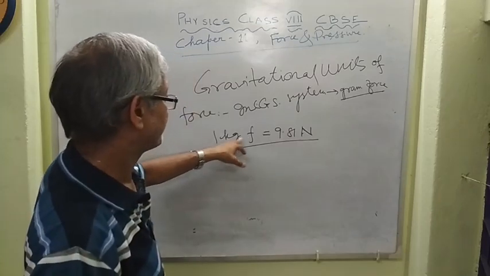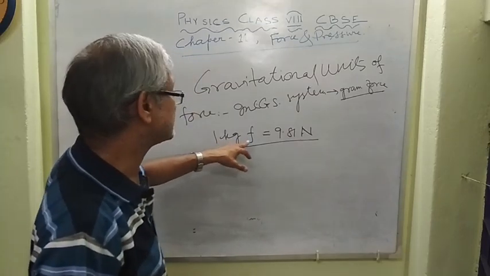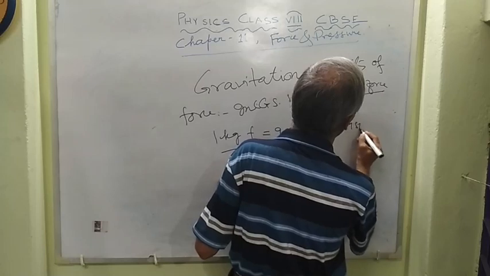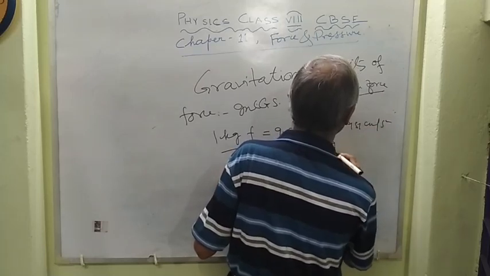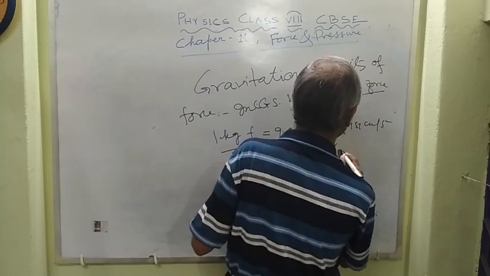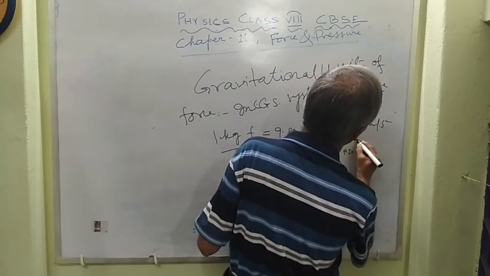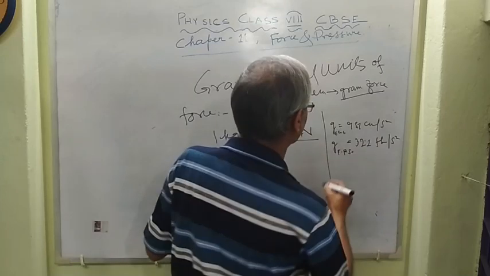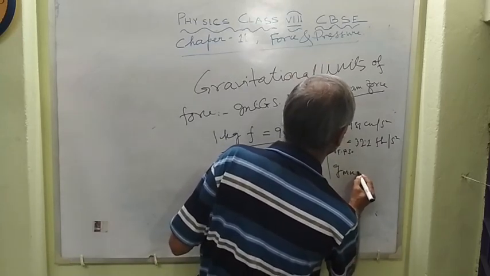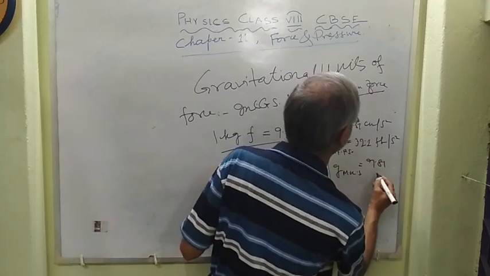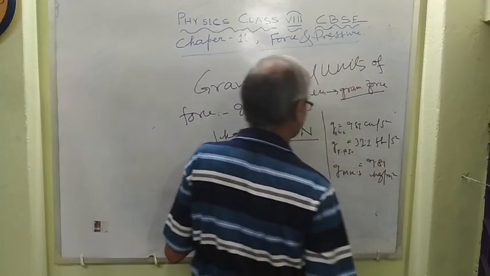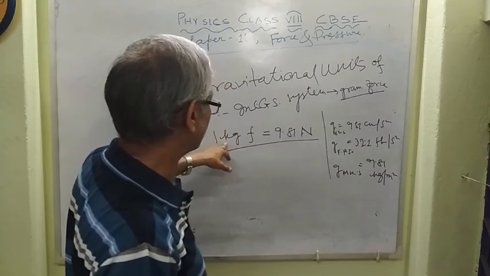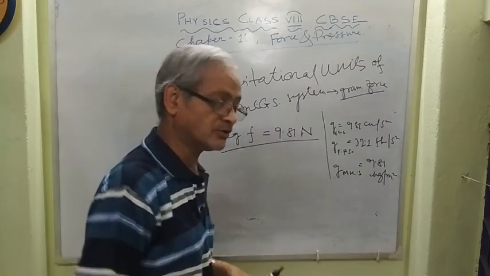Because kilogram force is kilogram into g, where g is the average value. g equals 981 centimeter per second square in CGS system. In FPS system, we take 32.2 foot per second square, and g in MKS or SI system is 9.81 meter per second square. We multiply them and convert the gravitational unit of force into the absolute unit of force.